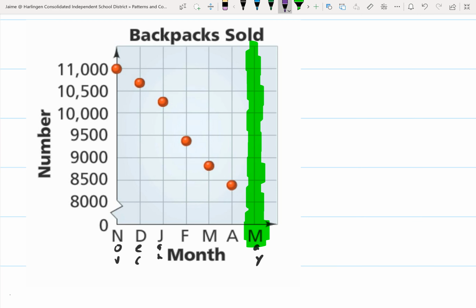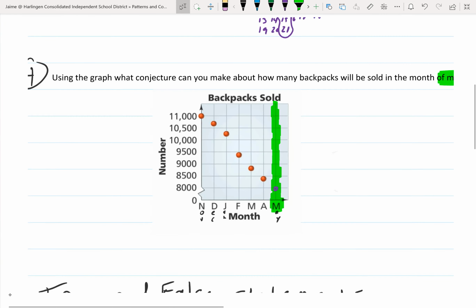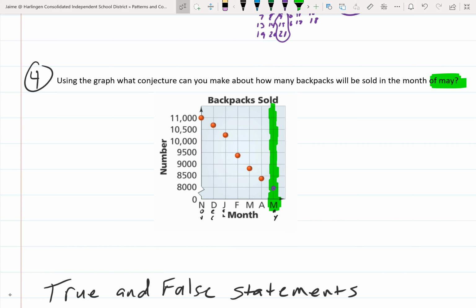So you can kind of see here, like this looks like it's going pretty much down here. So maybe your next dot would be somewhere here-ish, somewhere around there, right? Somewhere about 8,000 is what I would guess. So how many in the month of May? I would say about 8,000 backpacks.